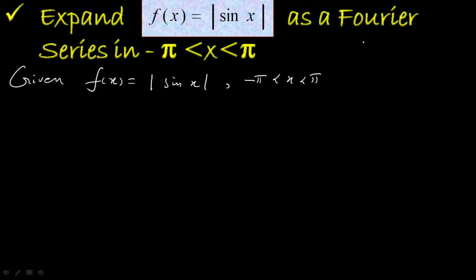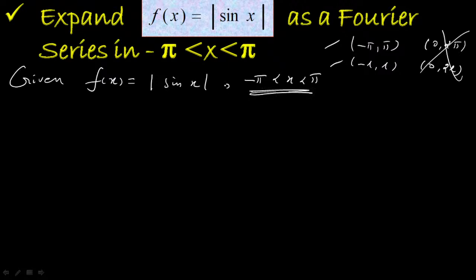As I told you already, the case of odd and even functions arises only for intervals of type minus pi comma pi and minus l comma l. And the case of odd and even functions doesn't arise for functions defined in intervals of type 0 comma 2 pi or 0 comma 2l. So only we have possibilities for minus pi to pi and minus l to l. So whenever your function is given, you have to immediately check in which interval the function is defined. The function is defined in the interval minus pi to pi. So if it is minus pi to pi, immediately you can verify whether the given function is odd or even.